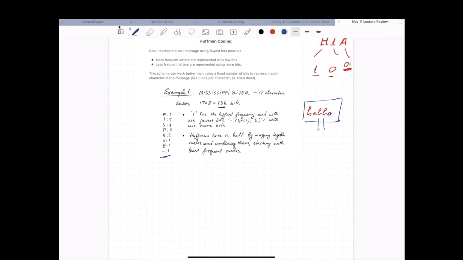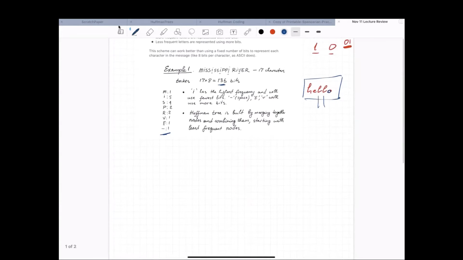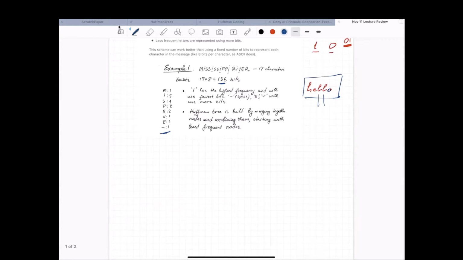So let's see. I'm going to look for a character that has the highest frequency of occurrence in my text. In Mississippi River, which is my entire message, the letter I appears super frequently, and the letter V does not appear that frequently. So I'm going to end up using fewer bits for the letter I and S, those letters that occur frequently, and those letters that don't, like V, will use more bits.